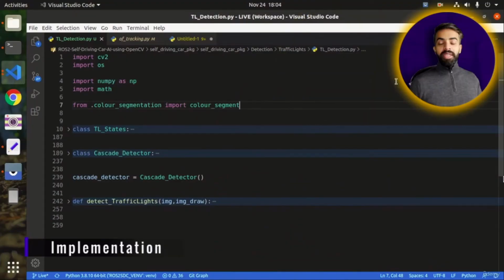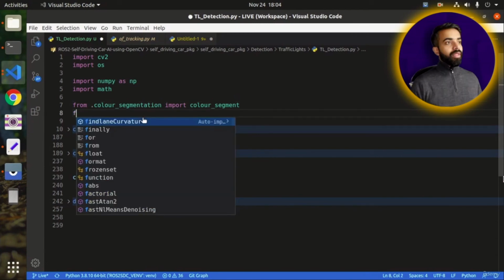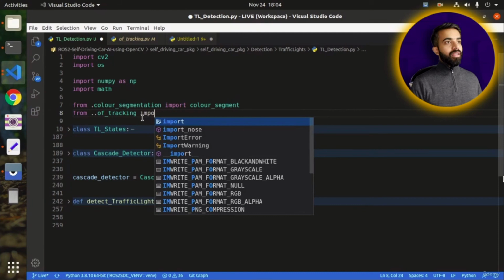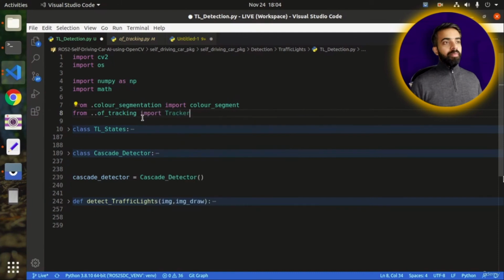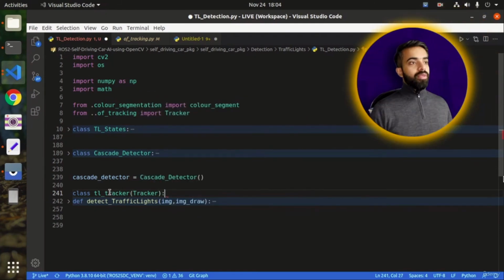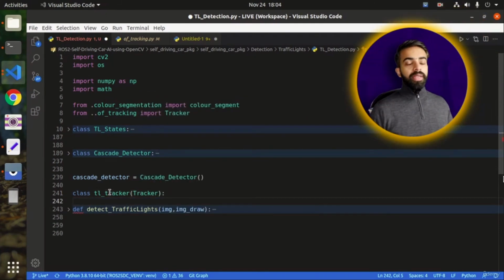For this purpose, we need to import the tracker class that we developed earlier from the optical_flow_tracking.py. So what we do is simply write here, from optical flow tracking, import the Tracker class. Now this tracker class will become the parent class to the tracker child class that we wish to make for this traffic light detection. So we write here class TLTracker and pass in Tracker as the object. So the TLTracker becomes the child class to the parent class Tracker.